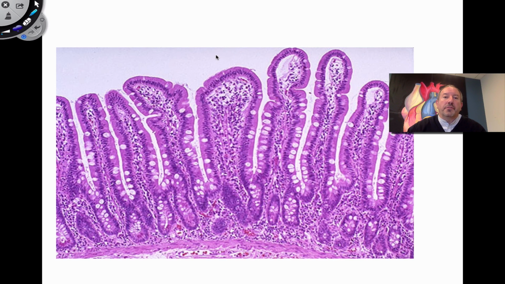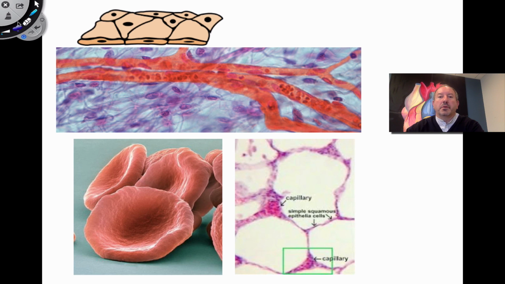And so the food is what we're talking about. Like, for example, glucose. If glucose is out here, it's going to then diffuse into these tiny cells because of the villi and because of the microvilli. So pretty cool.